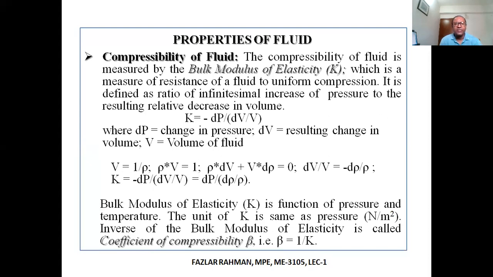Explain it. The change of pressure will be positive, right? And what about the change of volume? It will be negative. So this term, that means change of pressure and change of volume: change of pressure is positive, change of volume is negative. So the bulk modulus of elasticity is a constant, and it has to be a positive number, not a negative number. That's why to make it positive, we need to put a minus sign here.